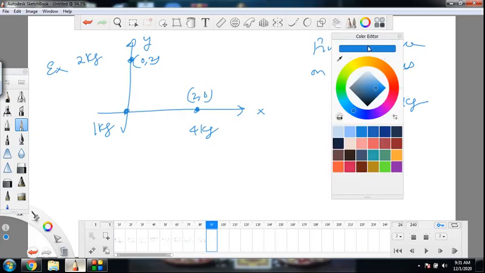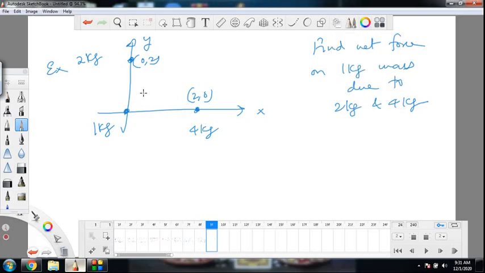So if I show with the diagrams, the 2 kg is going to attract 1 kg along the y axis, and 4 kg is going to attract the 1 kg along the x axis. Both these forces you have to add vectorially, because force is a vector quantity. Let's first find the force on 1 kg due to 2 kg.